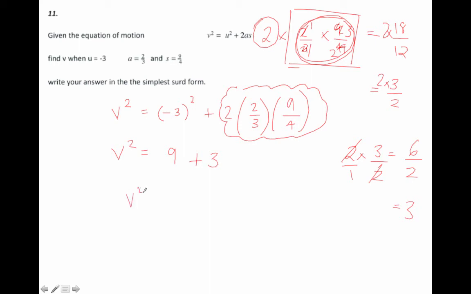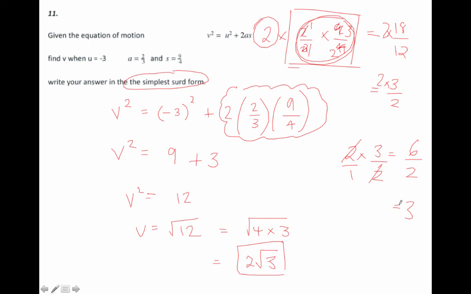So v squared is equal to 9 plus 3, which is 12. So v is going to equal the square root of 12. Now it does say give your answer in the simplest surd form. So root 12 is the same as root 4 times root 3, root 4 times 3. What's the square root of 4? 2. What's the square root of 3? Is irrational, so we leave it inside the surd. 2 root 3 for your final answer.